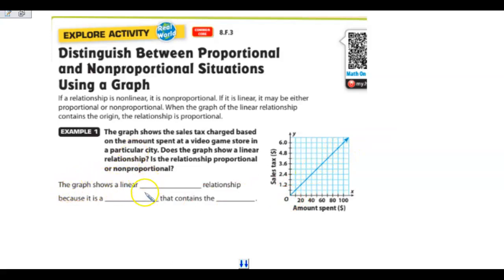So this is showing that we have a linear proportional relationship. So the graph shows a linear proportional relationship because it is a straight line that contains the origin. Okay, so it's a straight line that passes through the origin.